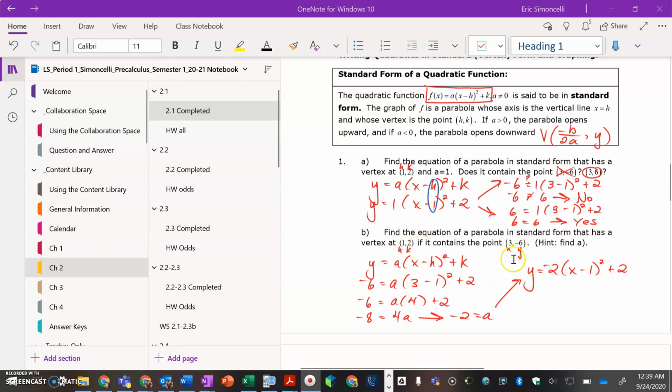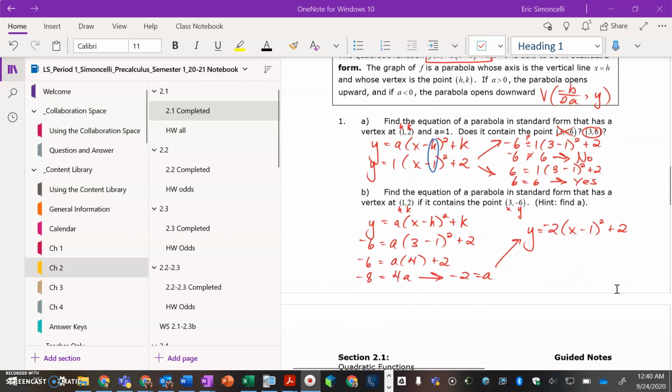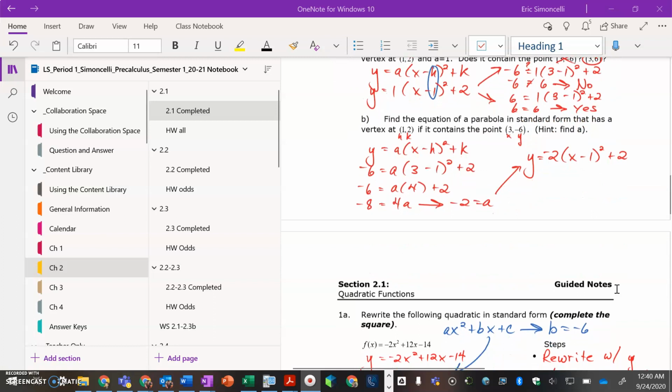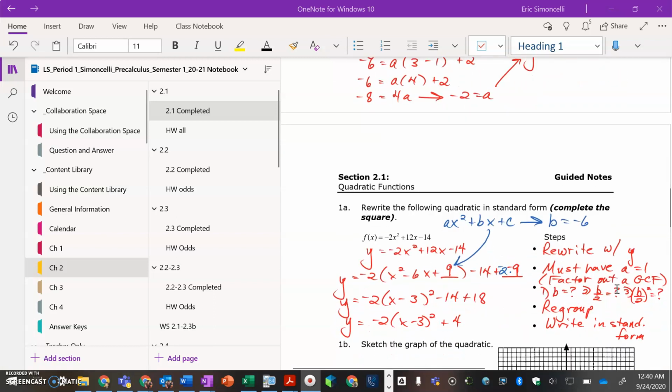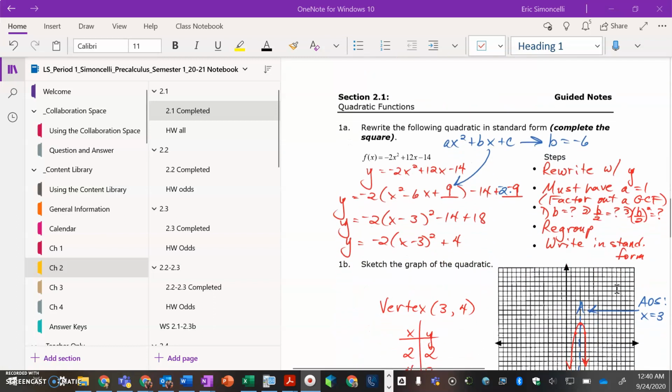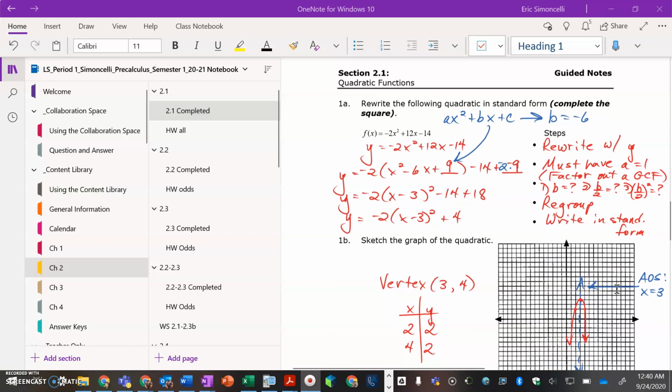I do urge that you graph this on your own on your graphing calculator. For the sake of time, I'll ask that you do that on your own, but yes, you will find on your graphing calculator that all those points are on the parabola. So with the time we have, I will get through a completion of the square question, and I think it'll be a nice finishing touch here. Rewrite the following quadratic in standard form, and we're going to complete this square.